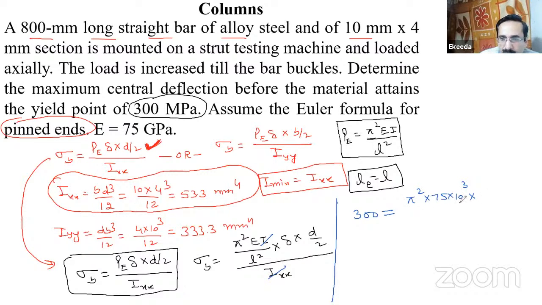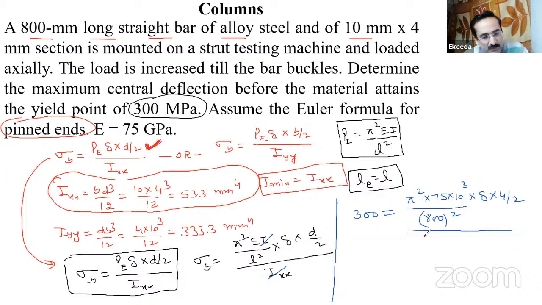So, multiplied by delta, we have to find out. D is given to us. What is D, depth? That is 4 by 2, divided by L square. L, length, is given to us, that is 800. We are taking everything in millimeter, so the answer will come in millimeter, divided by nothing is to be divided. I is cancelled out because I is both minimum, right?